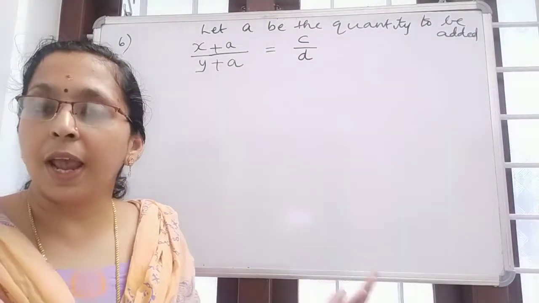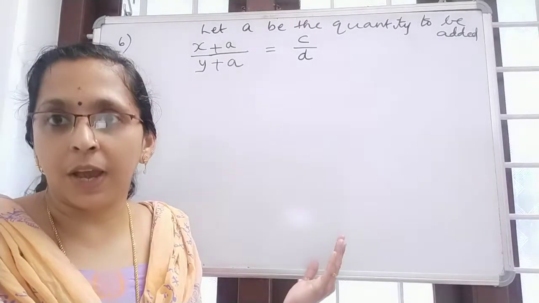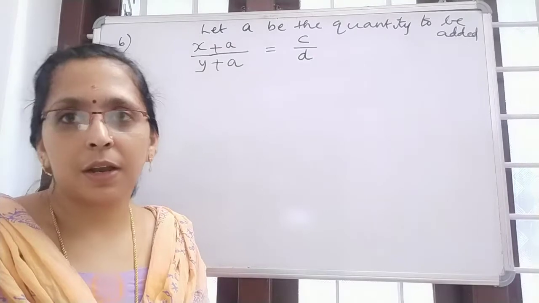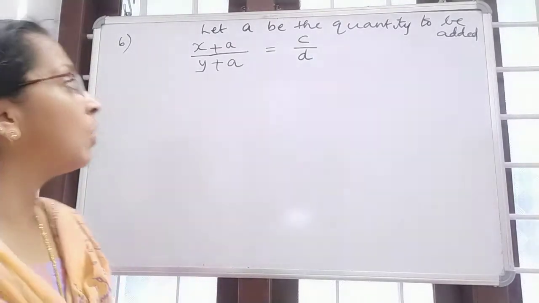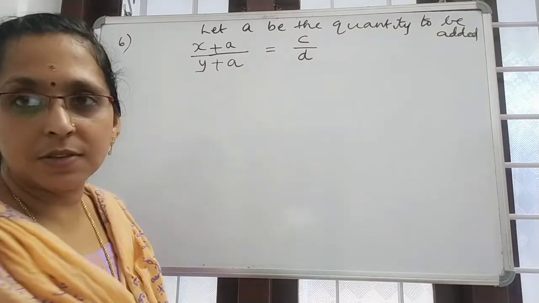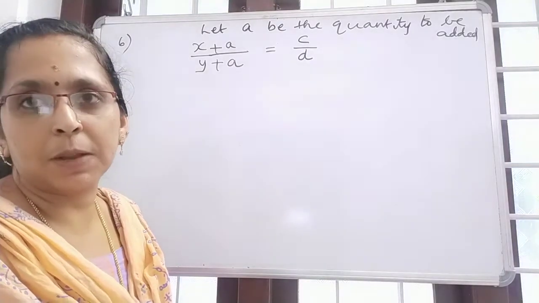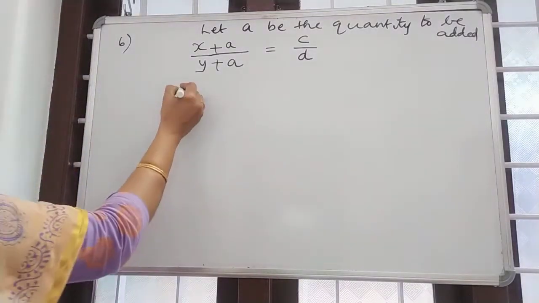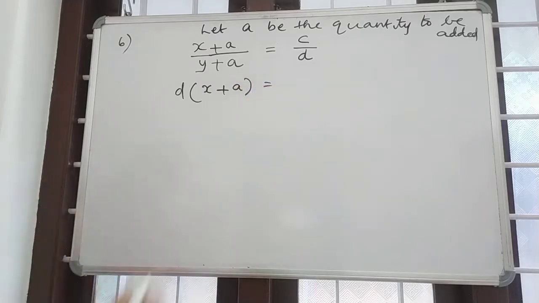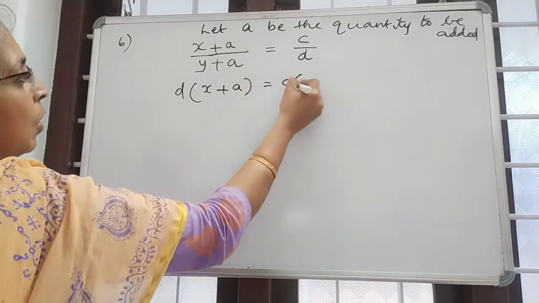If we add a to that x and y, it will become c by d. I think it is clear. So how can we write this? x plus a divided by y plus a is equal to c by d. Next we want to cross multiply. So d into x plus a is equal to c into y plus a.